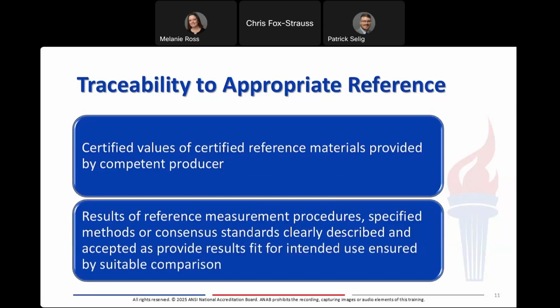Traceability can also be to an appropriate reference through results of reference measurement procedures, specified methods, or consensus standards clearly described and accepted as providing results fit for intended use ensured by suitable comparison. This traceability to an appropriate reference would be used when traceability to the SI is not possible. Again, you would want to refer to your accreditation body requirements for accreditation to 17034 and when that is required for certified reference materials.